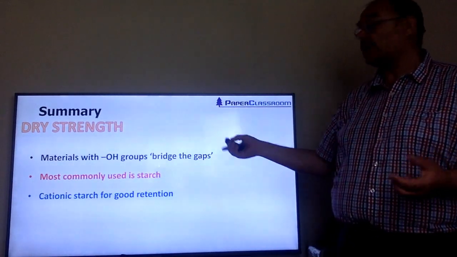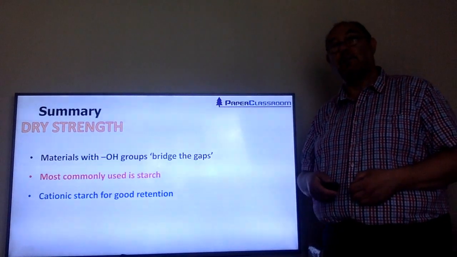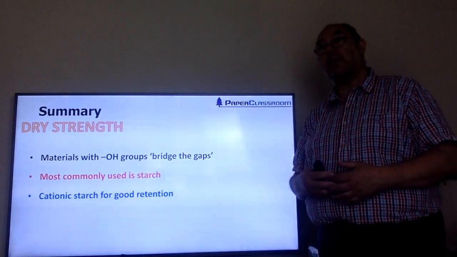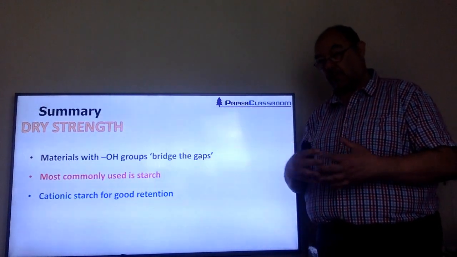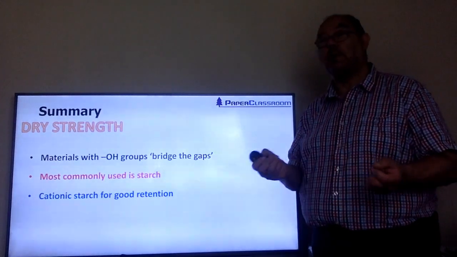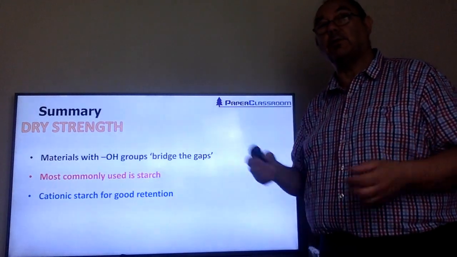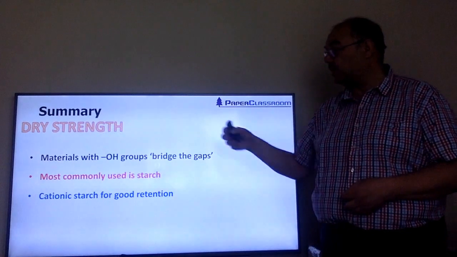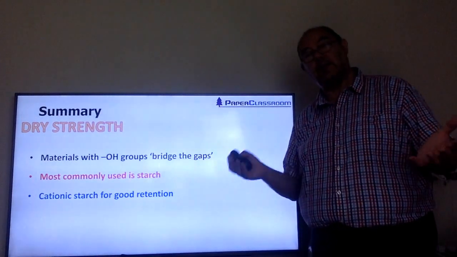And cationic starch is good for retention. Rather than putting 100 kilos of a raw starch in and hoping that 10 kilos sticks and the rest goes down to the effluent plant, you put 10 kilos of cationic starch in and it all sticks.